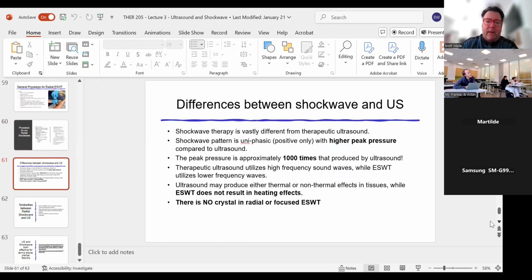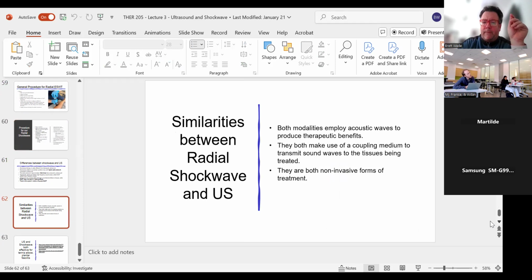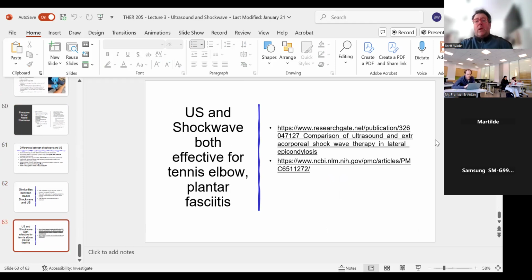Procedure is a lab thing. Difference is kind of a lab thing. Oh yeah, this thing about a crystal. There's no crystal in the radial. That's a decent question. Well, that's a major difference. No crystal in the shockwave. Okay, all right, that wraps up that one.